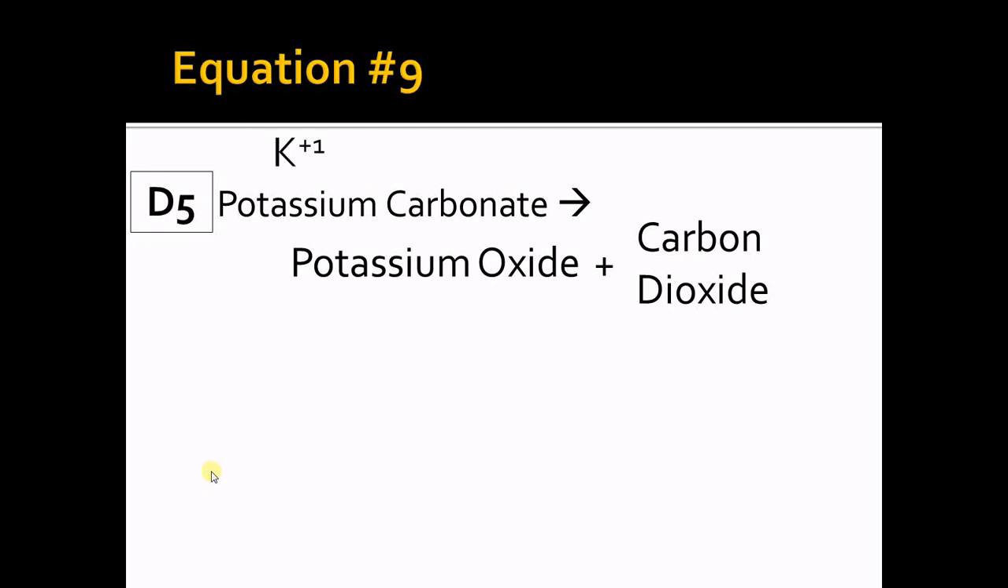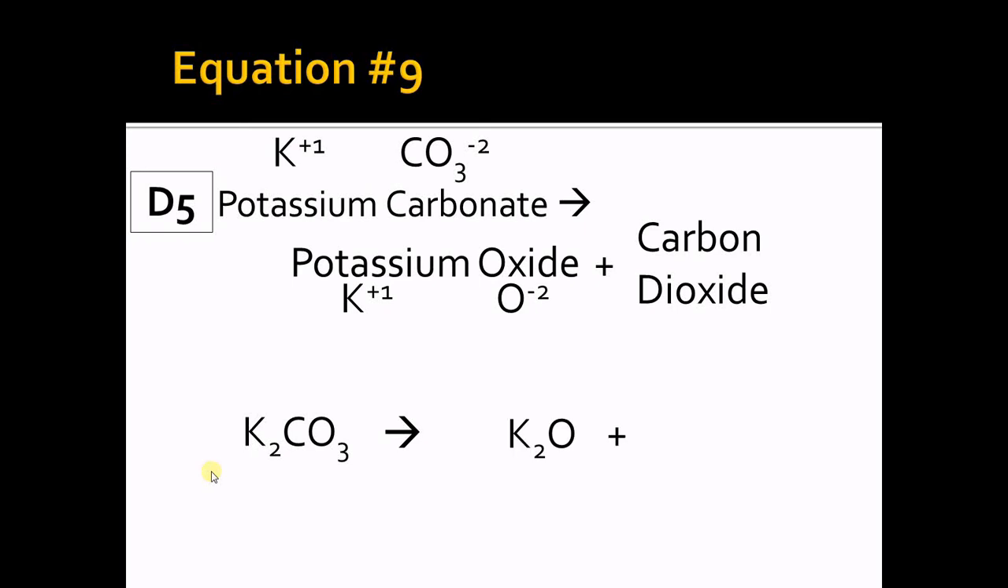Write the formulas. Potassium +1, carbonate CO3 -2. That makes K2CO3. Produces potassium oxide. So potassium is a +1, oxide is a -2. So your formula is going to be K2O plus carbon dioxide, which is just CO2. Another brain buster here. If you take a look at this one, looks like it's all balanced. So put 1s across the board or leave it blank. Your call. Okay. That's it, guys, for equation number 9.